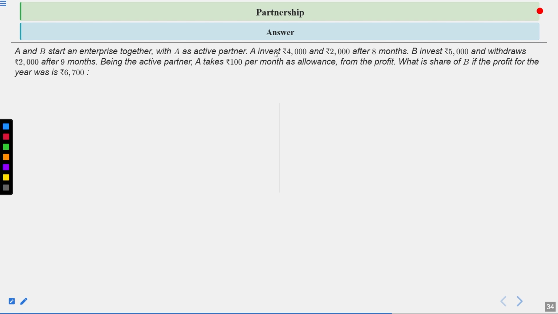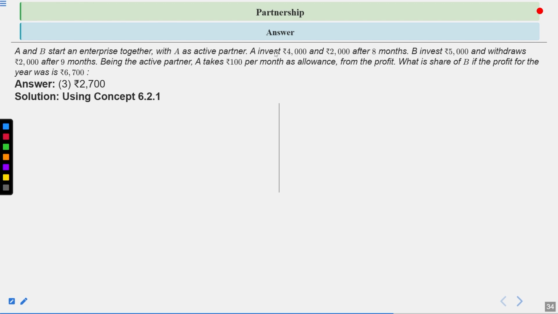So the question says that A and B start an enterprise together with A as an active partner, and A invests 4,000 and 2,000 more after 8 months. B invests 5,000 and withdraws 2,000 after 9 months. Being the active partner, A takes 100 rupees per month as allowance from the profit. What is the share of B if the profit for the year was 6,700? So we can calculate it. The correct answer of this question is the third one, which is 2,700 rupees.